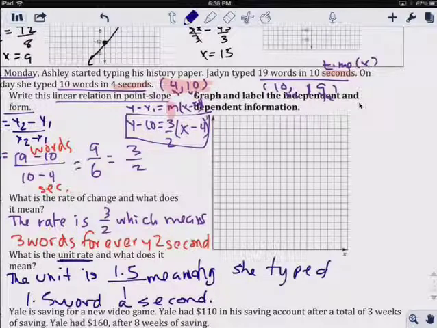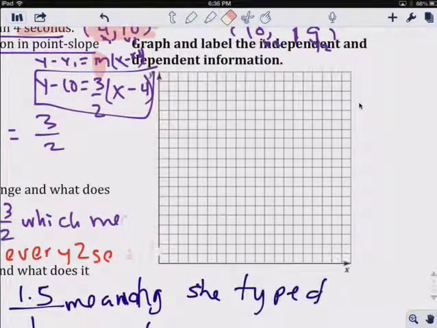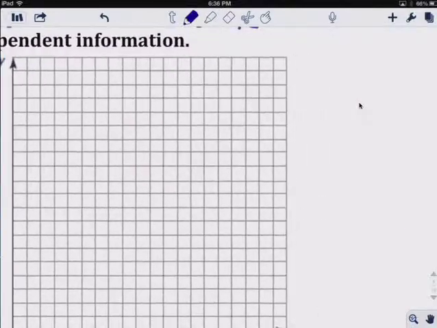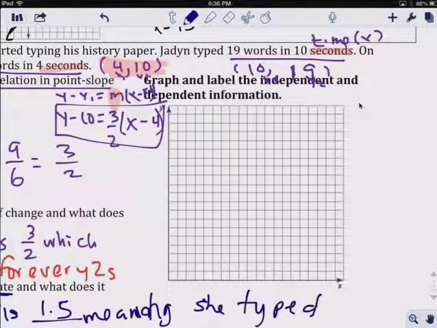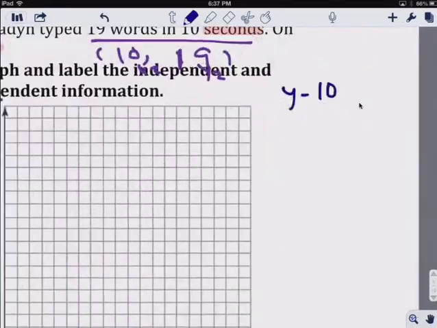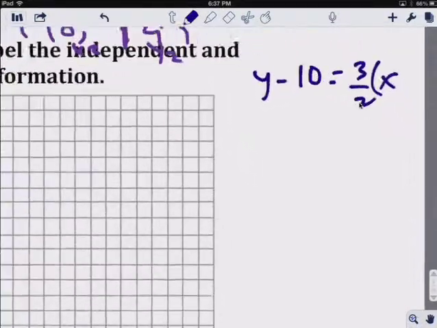Our highest number is 19. We'll just number everything by 1. I hope you all write smaller than I did and have enough room. Okay, let me solve the equation right here. Y minus 10 equals 3 over 2 parentheses x minus 4.